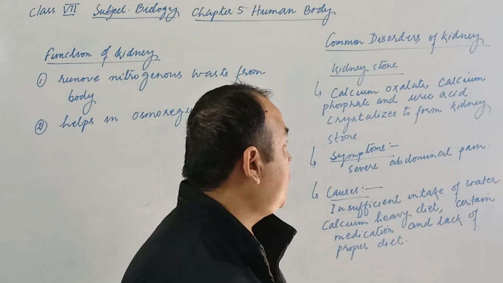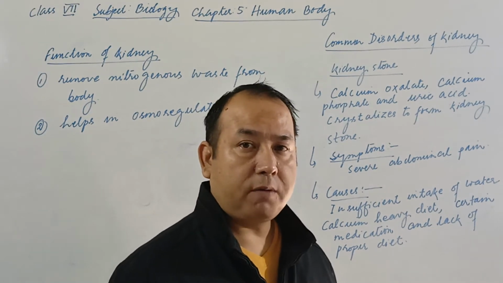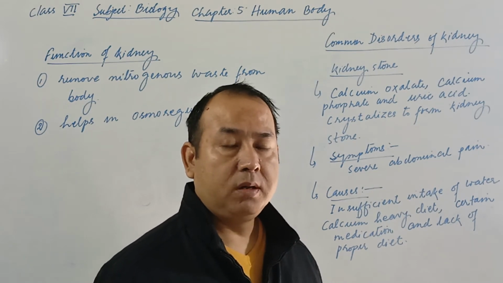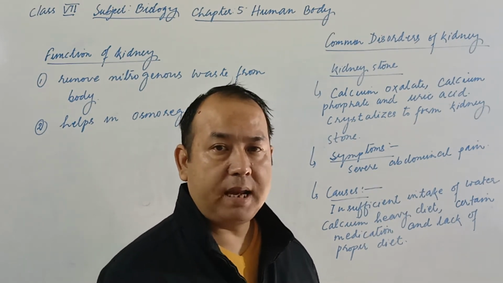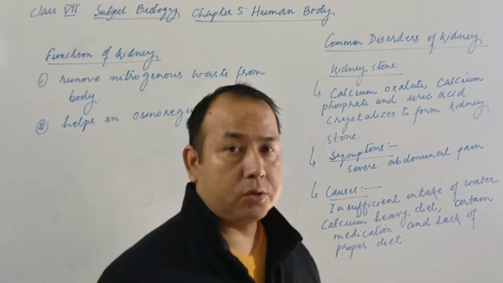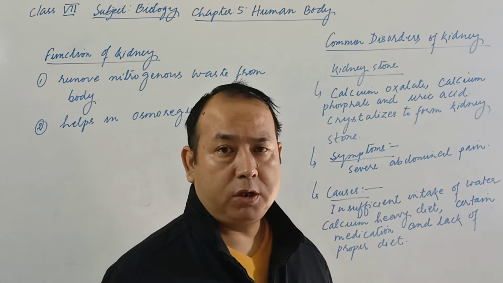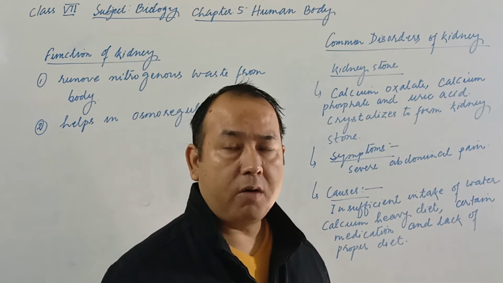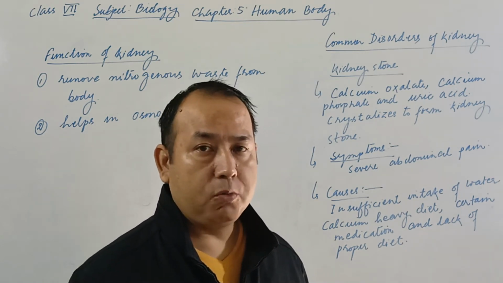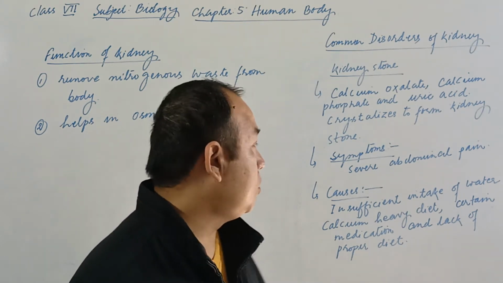Such stone-like structures which are formed in the urinary tract, whether in the renal tubule, nephron or any other part of the urinary tract, are what we call kidney stones. If it is small, it goes out along with the urine, but if it is large, then surgery has to be done in order to remove those large kidney stones.